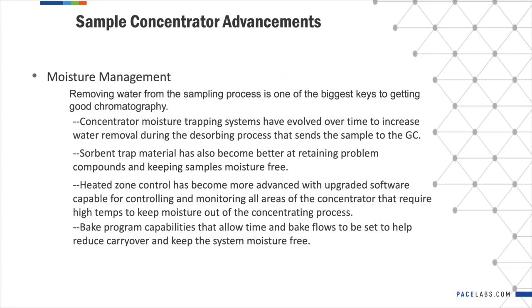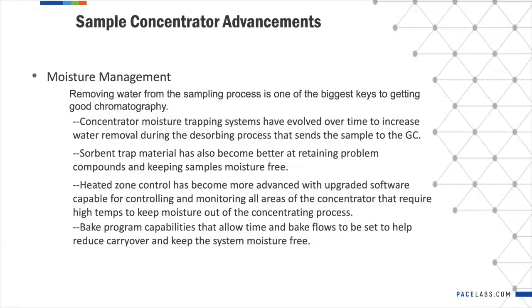As I said earlier, removing water from the sampling process is one of the biggest keys to success in method 8260 chromatography. Concentrator moisture trapping systems have evolved over time to increase water removal during the desorbing process that sends the sample over to the GC.